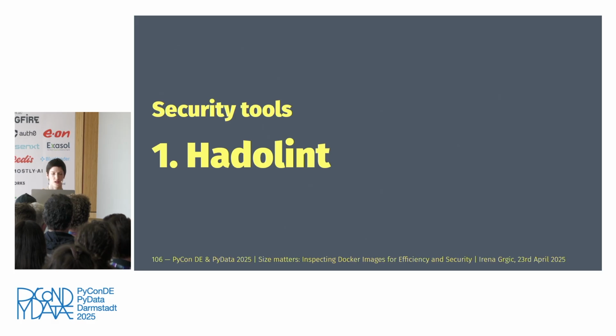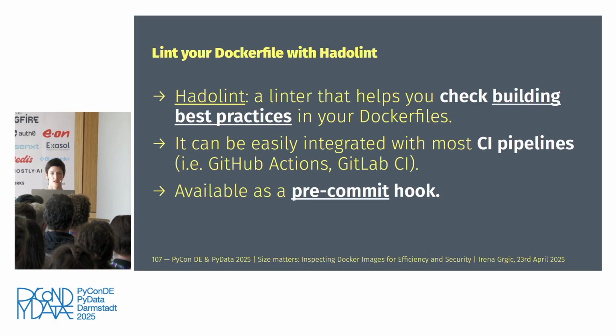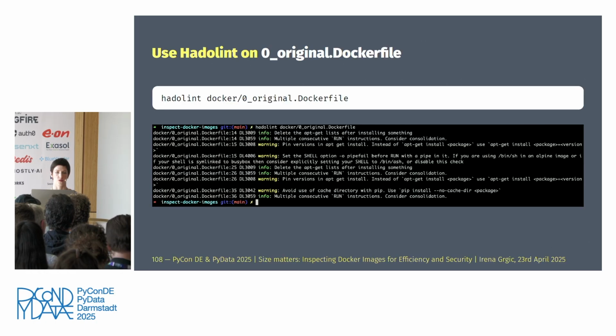So the first tool that I want to mention is Hadolint. Hadolint is an open source Docker linter that not only lints your Dockerfiles, but can also check for some building best practices in your Dockerfiles. The cool thing is it's easily integratable with CI/CD pipelines, but the coolest part, in my opinion, is that it's available as a pre-commit hook. So when you're doing your commits, the hook will run on your Dockerfiles and automatically lint them and check for building best practices, which is really cool.